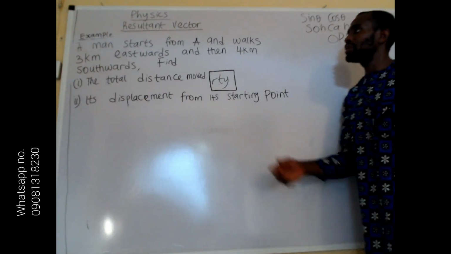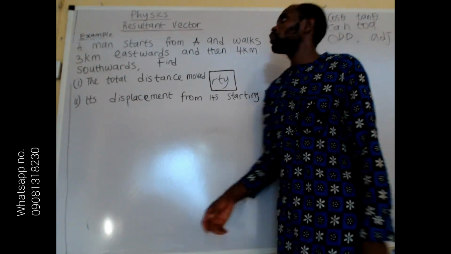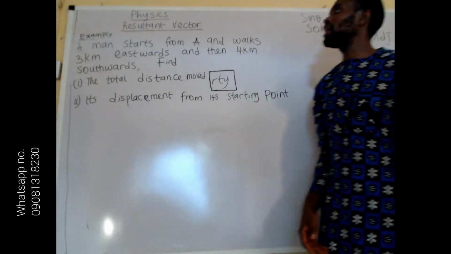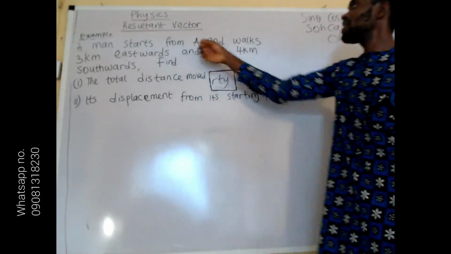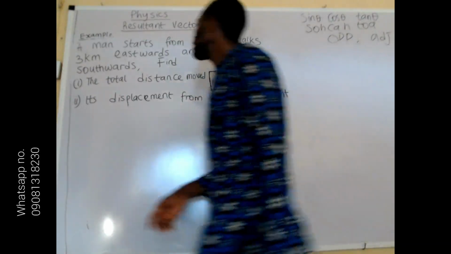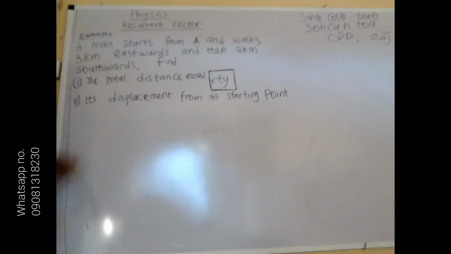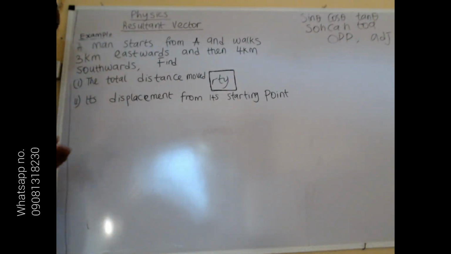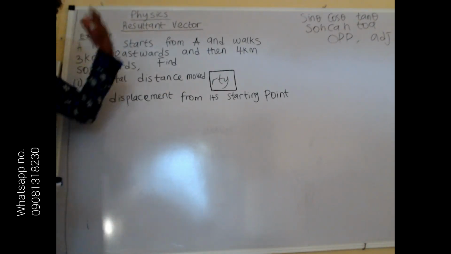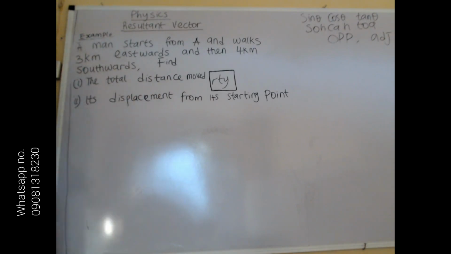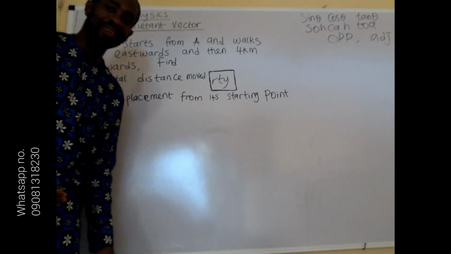Now we have another example with a story on it. It says a man starts from A and walks 3 kilometers eastward and then 4 kilometers southward. Find, two questions attached to it: the total distance moved and its displacement from its starting point.